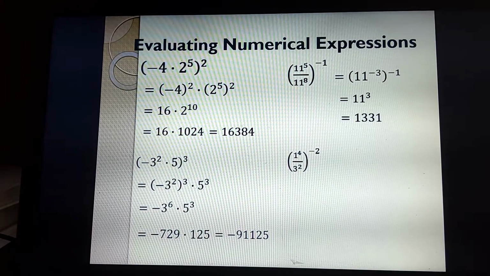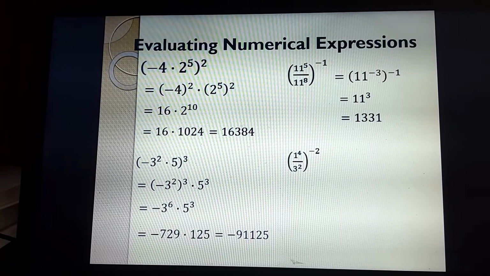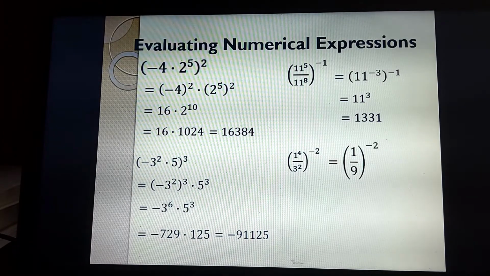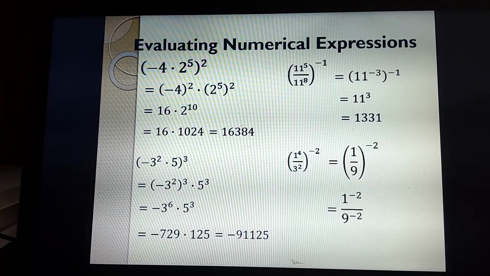All right, our last problem here, 1 to the 4th over 3 squared, all to the negative 1, is very similar to the problem above it. Except this time, inside the parentheses, we have two different bases. Okay? So we can't do anything with the 1 to the 4th and the 3 squared other than to figure out what they equal. So we get 1 over 9 to the negative 2. Now you have two bases being divided with one exponent. So you distribute the exponent. So it becomes 1 to the negative 2 over 9 to the negative 2.